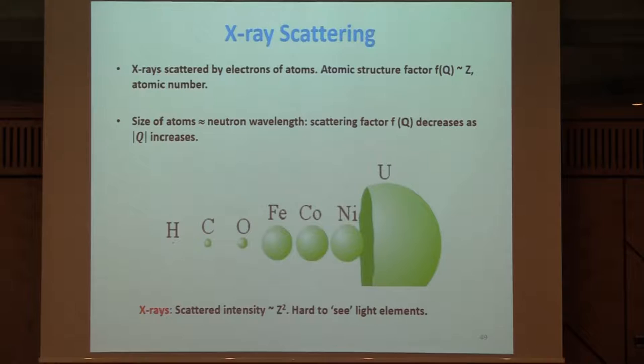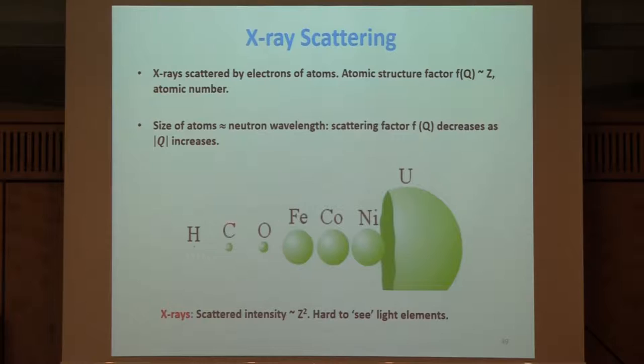And now the size of the atoms is comparable with the wavelength of the X-rays we want to use. That gives you a scattering factor which decreases with Q, it falls off. I'll show you more about that in a moment. But it falls off quite quickly. If you think about the ratio of the scattering cross-section for hydrogen and nickel, it's going to be huge. The difference is going to be Z squared. So X-rays, it turns out, are very poor for looking at lighter elements. Depending on the sort of structure you're looking at, if there's some carbon or hydrogen in there, you might find it rather hard to see some of the elements. Some of the peaks would be very, very small.